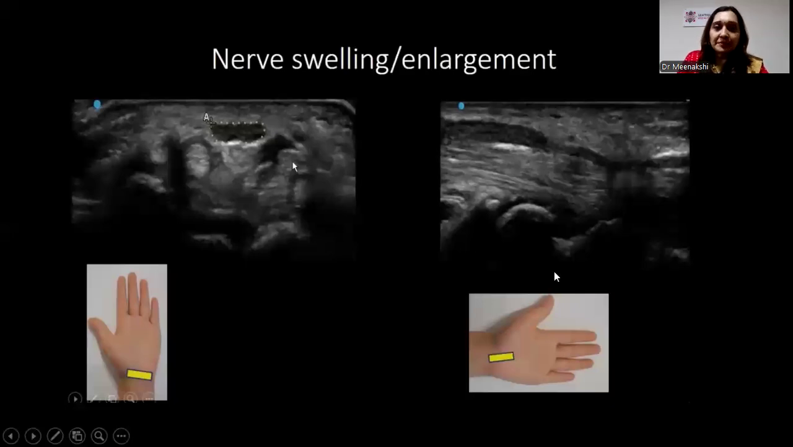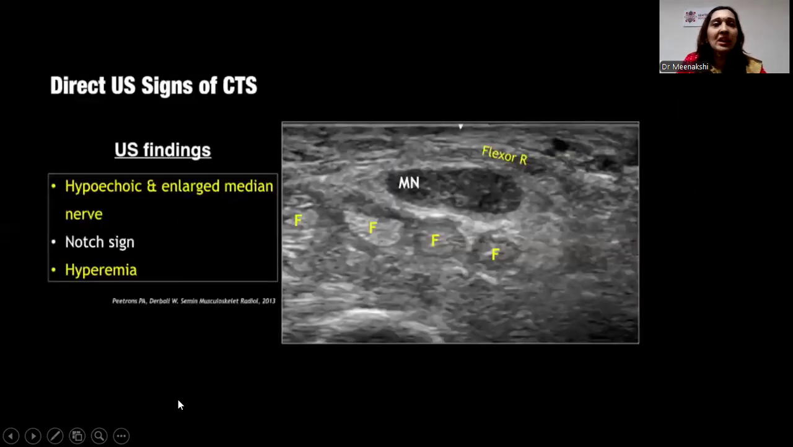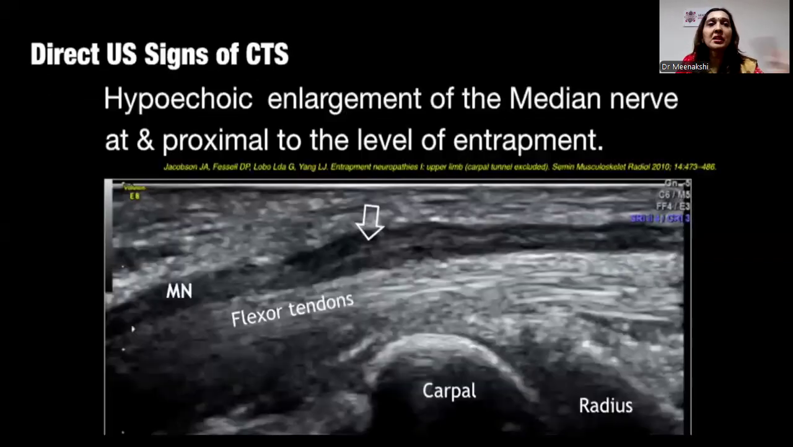So the nerve swelling or enlargement, as you can see here, is what we're going to appreciate both in the transverse as well as in the longitudinal section. In the longitudinal section, you can see what we call a notching, where there's an entrapment or a thinning or narrowing of the median nerve and a proximal dilatation that you can see very clearly. Now, the direct ultrasound signs: hypoechogenicity increases, enlargement happens proximal to the obstruction. You can get the notch sign. You will have a lot of hyperemia or increased vascularity because of the venous edema around the median nerve.